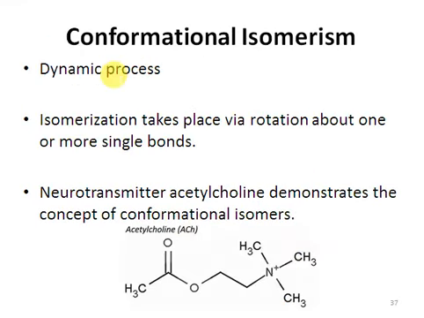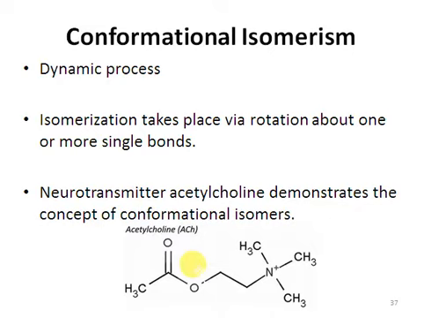Now we have conformational isomers. A conformational isomer is a dynamic process because these isomers are constantly being interconverted into one another. That's the isomerization process that involves free rotation along a carbon-carbon single bond. There may be free rotation about one carbon-carbon single bond or more than one. To elaborate this process, let's take an example of the neurotransmitter acetylcholine.